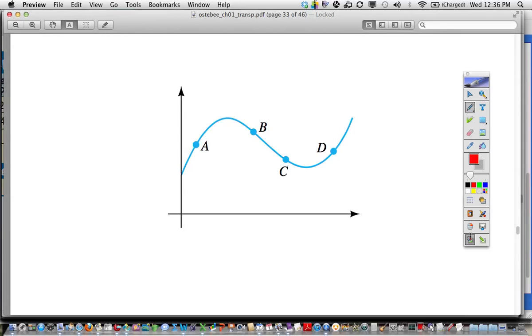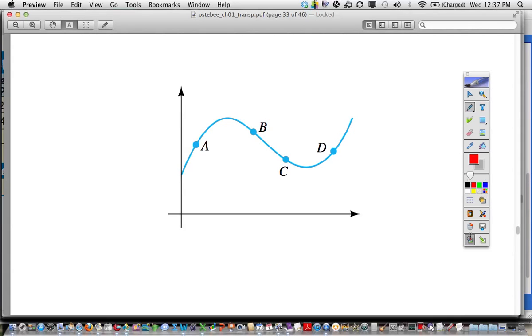And that happens between where and where? A and B, C and D. One's a local max, one's a local min, but they could have a flat spot, right? So we just want to say when F prime is 0, that's a stationary point. All right. Between which points does F have an inflection point? B and C. Why? What happens at an inflection point?